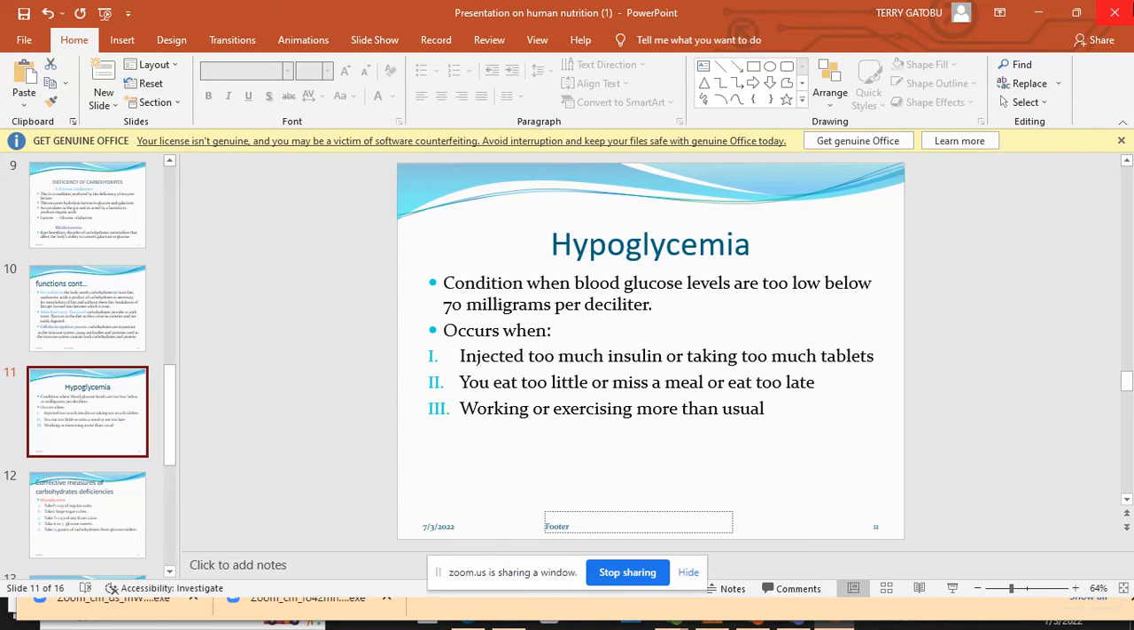We have hypoglycemia. This is a condition when blood glucose levels are too low, below 70 milligrams per deciliter. It occurs when, one, you inject too much insulin or take too many tablets. Two, you eat too little, miss a meal, or eat too late. And three, working or exercising more than usual.